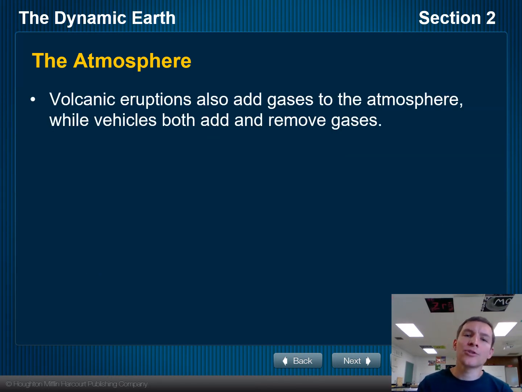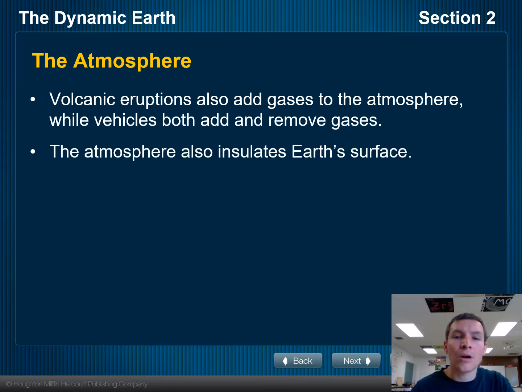Other things that can introduce more stuff into the air is things like volcanic eruptions that add more gases, vehicles that add more gases, all leading up to the greenhouse effect, by the way. And the atmosphere also insulates the Earth's surface. So we'll talk about how that ties into the greenhouse effect.